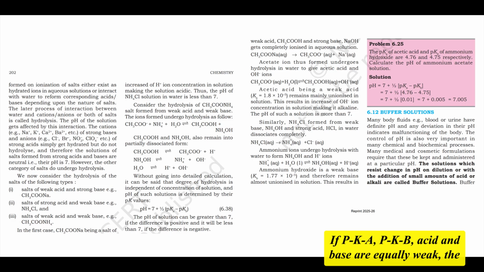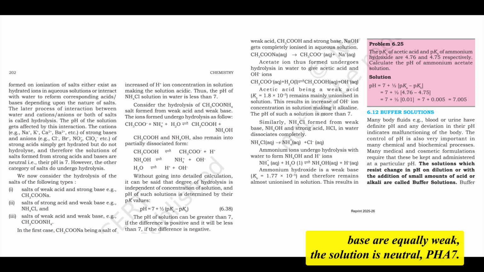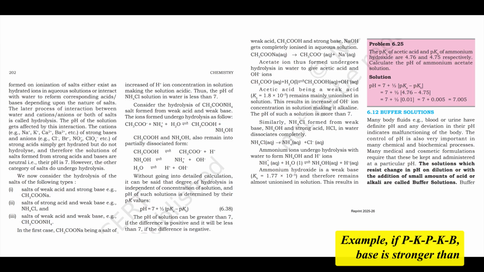If pKa and pKb are equal, the acid and base are equally weak, and the solution is neutral, pH 7. If the acid is stronger than the base is weak, the solution is acidic, pH less than 7. If the base is stronger than the acid is weak, the solution is basic, pH greater than 7.